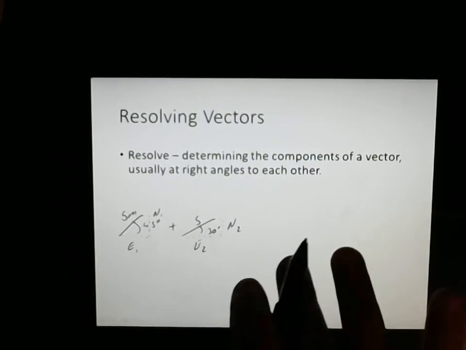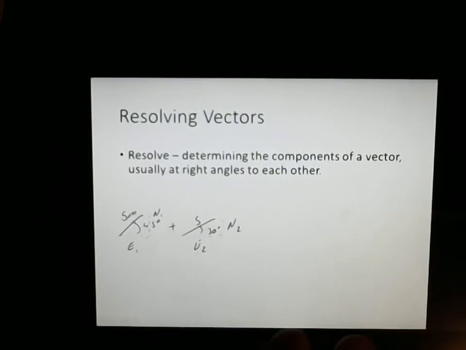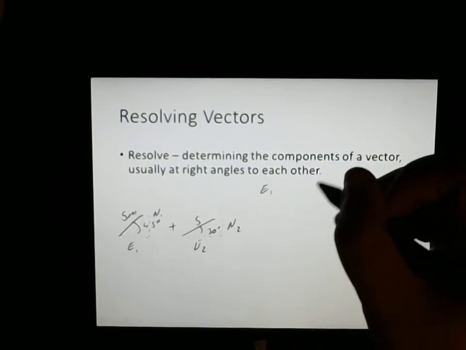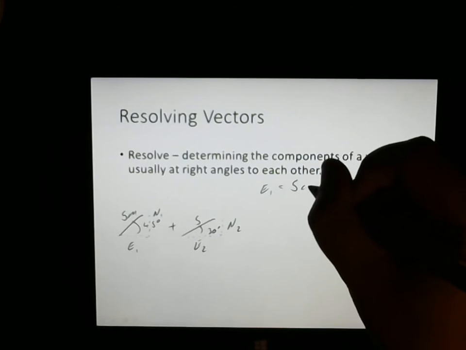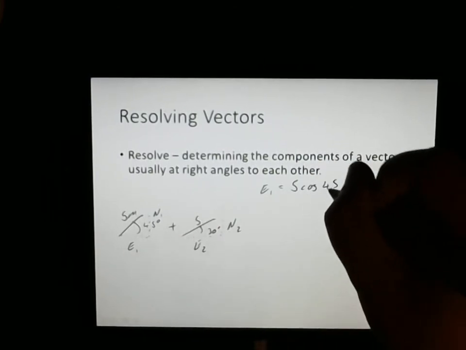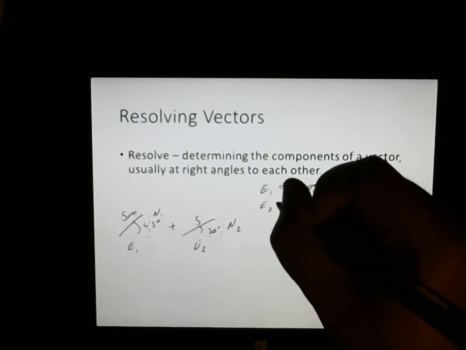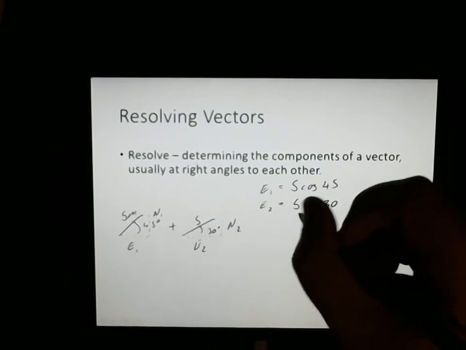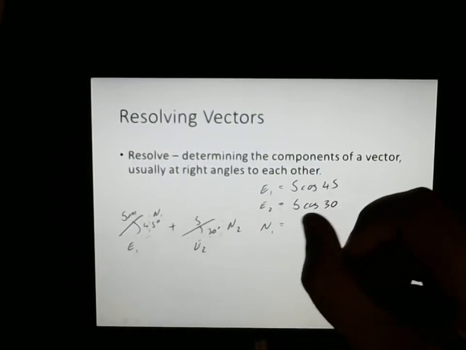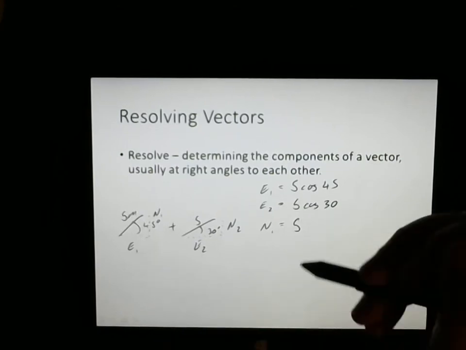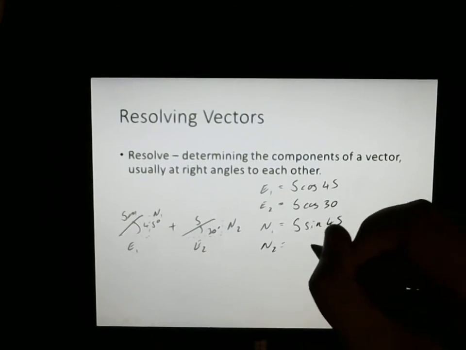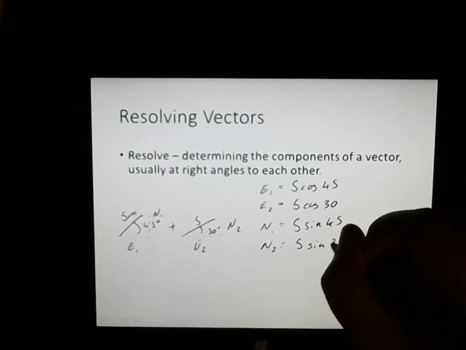Now I'm going to write it in one step. You should try to develop these skills as you go along, and ask for help if needs be. So east 1, we can see here that it is adjacent, so it's going to be cosine. It's going to equal 5 cosine of my angle 45, and east 2 is going to equal 5 cosine of 30. Let's have a look at the north. North 1 is going to equal 5 sine of 45, because this one is opposite the angle, so it's our sine ratio, and north 2 will be equal to 5 sine of 30.